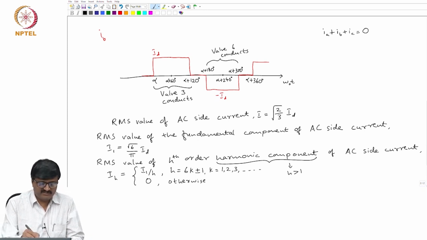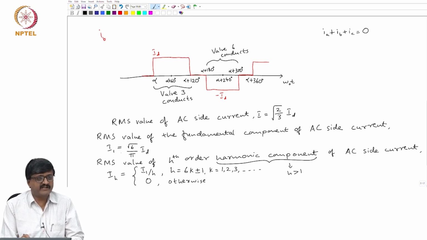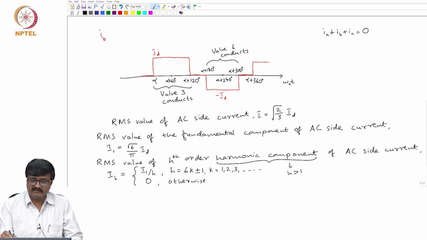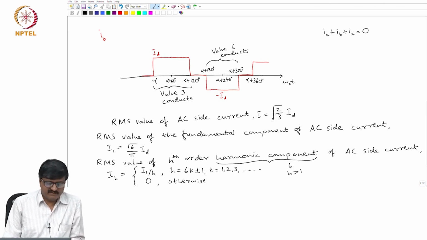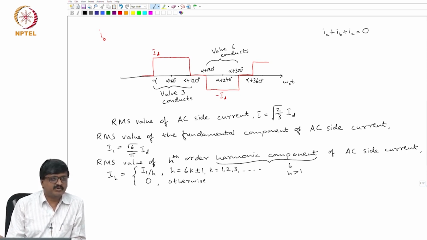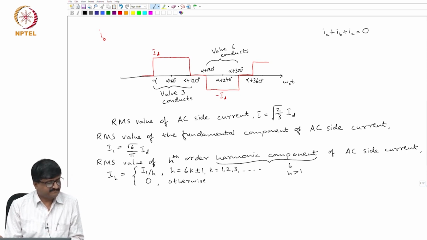I am asking you to derive this expression for I1 and IH, and if by chance it is not clear to you that the RMS value I is equal to root 2 by 3 ID, then you have to do that also. This is a familiar expression which can be written straight away without any integration, that is root 2 by 3 ID is equal to the RMS value. But if it is not familiar, you can still apply the definition of RMS, root of the mean of the square.